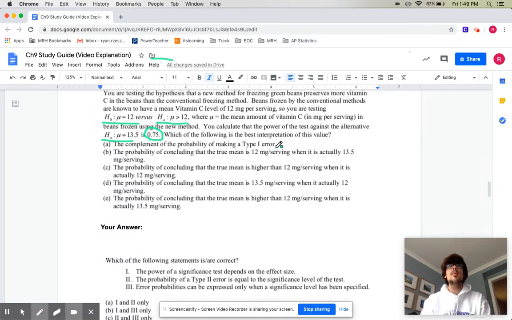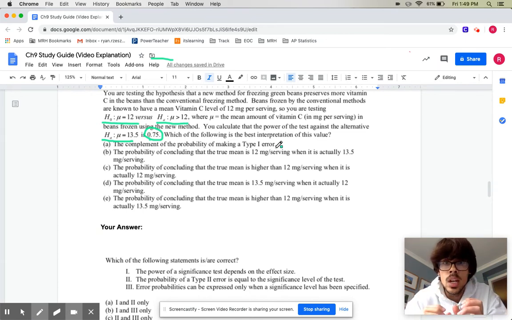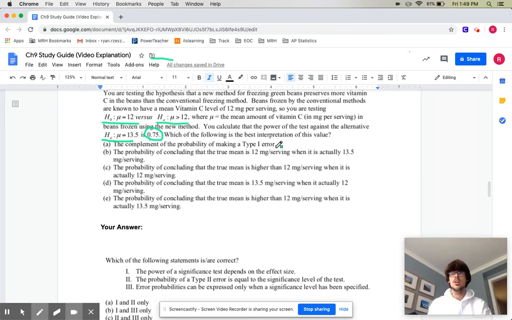So you need to remember with power, power is complicated, but you need to remember that power is avoiding a type 2 error. So when they talk about power, they're talking about avoiding a type 2 error. What does it mean to avoid a type 2 error? Type 2 error is when you fail to reject H0, but you're actually supposed to reject. So when I have a type 2 error, I should be rejecting, but I fail to reject. Power is not making a type 2 error. Okay, so we're avoiding a type 2 error.